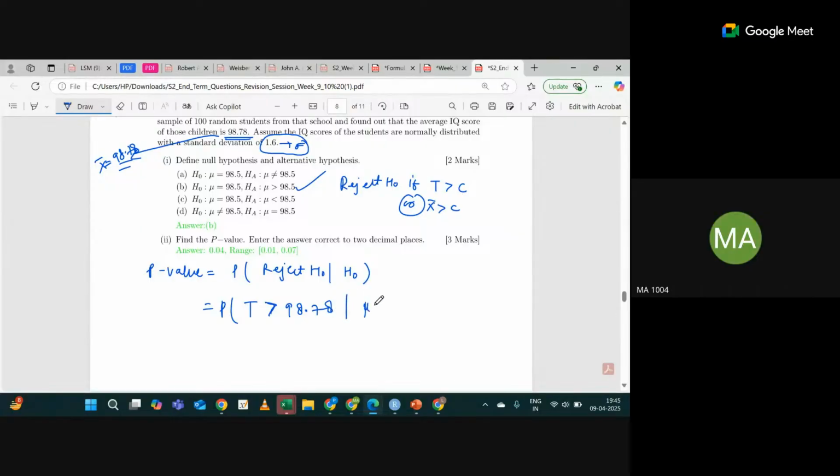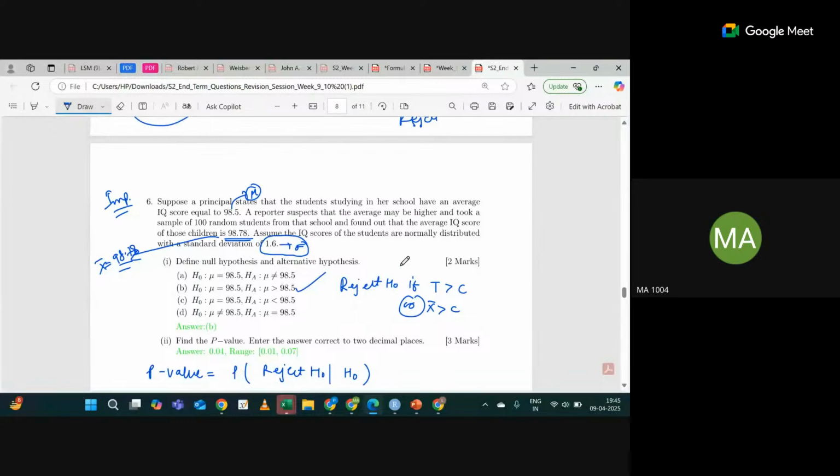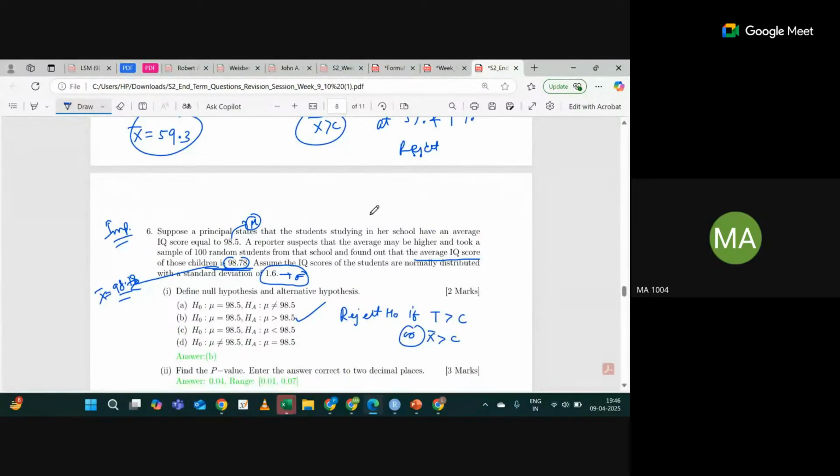Okay, so H naught is mu equal to 98.5. You have to remember the line: the average IQ score of those children is 98.78. Okay, so what is the P value? Suppose this is C and this is C dash. Your test statistic should lie here, right? This is the alpha and this is the alpha dash. So this alpha dash is the lowest significance value, right? You are saying the test statistic is greater than C dash, right?